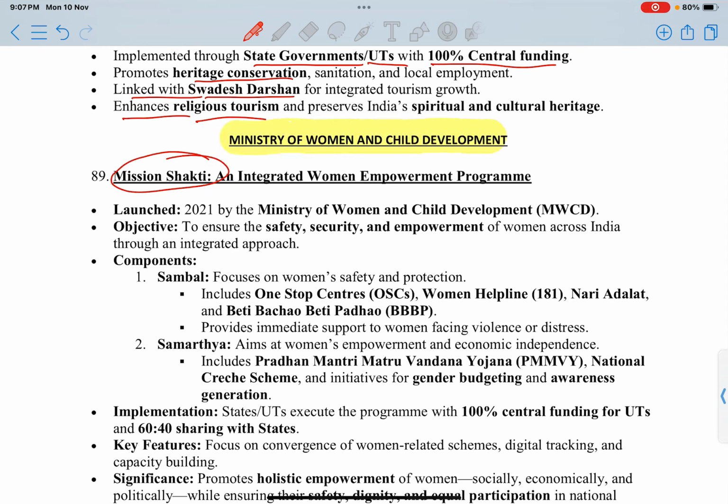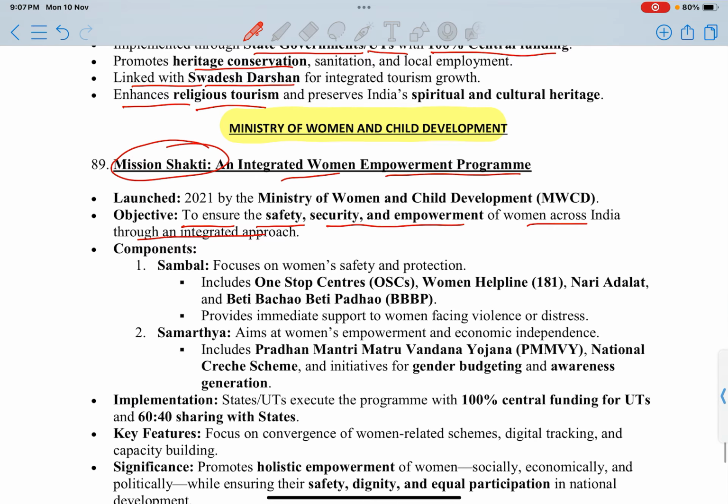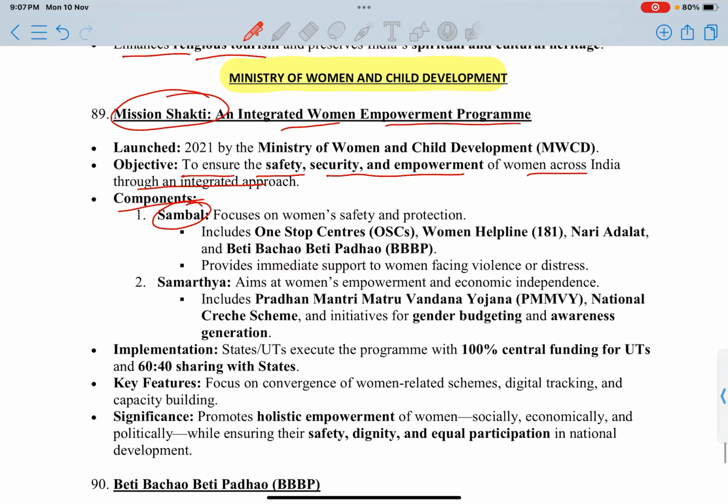Next, we are going to discuss the Ministry of Women and Child Development. Mission Shakti. This is very important. An integrated women empowerment programme. The objective is to ensure safety, security, and empowerment of women across India through an integrated approach. Components: Sambal focuses on women's safety and protection. It includes one-stop centres, women helpline, Nari Adalat, Beti Bachao Beti Padhao. Then Samarthya aims at women empowerment and economic independence.